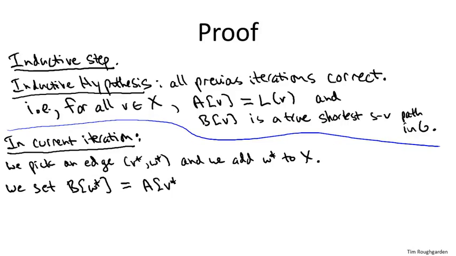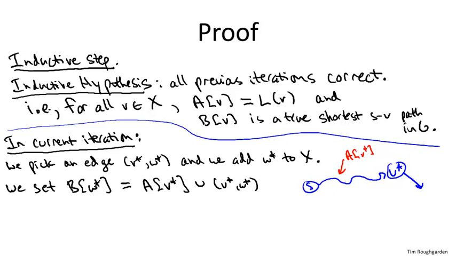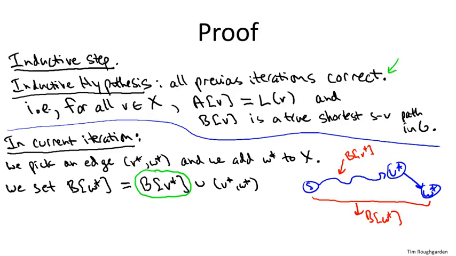By the definition of the algorithm, we assign as a purported shortest path from S to W star the previously computed purportedly shortest path from S to V star, and then we tack on the end the direct arc V star W star. So pictorially, we already had some path that started at S and ended up at V star, and then we tack on the end this arc going to W star in one hop. And this whole shebang is what we're going to assign as the path for W star. So let's use the inductive hypothesis. The inductive hypothesis says that all previous iterations are correct. That is, any shortest path we computed in a previous iteration is in fact a bona fide shortest path from the source S to that vertex.